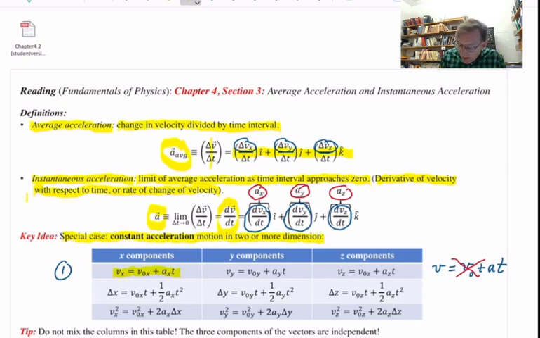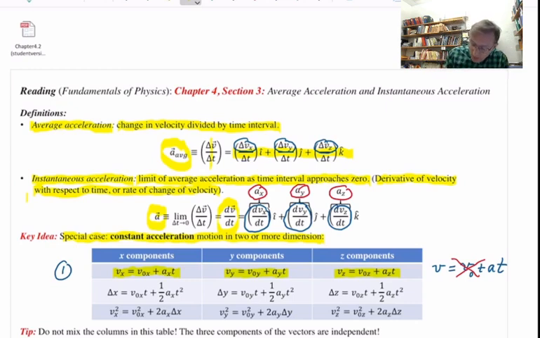Then, in the next column, there's a y component version of that equation. The final y velocity equals the initial y velocity plus the constant y acceleration times t. And then in the third column, there's a z component version of that equation. The final z velocity equals the initial z velocity plus the constant z acceleration times t. You have to work with the components separately.